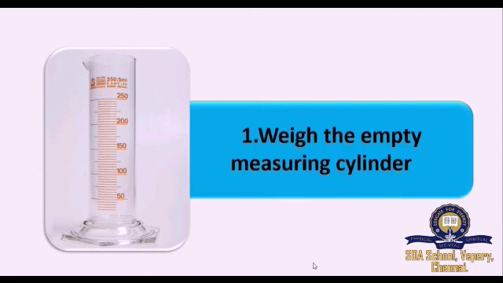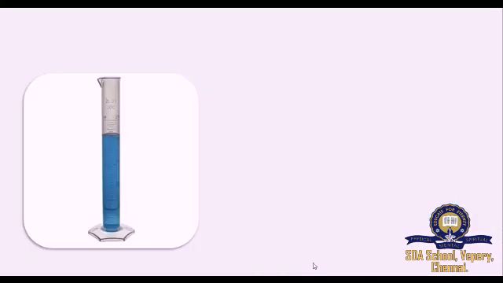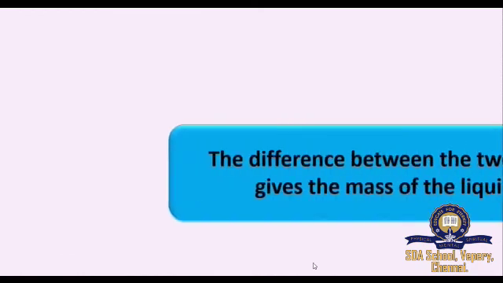First, we have to take one measuring cylinder and weigh it using some balance. Then we have to draw the 15 milliliters of liquid using the pipette. Then that pipetted liquid should be transferred into the measuring cylinder. Okay, that's the second step. After that step, we have to weigh the measuring cylinder with the liquid.